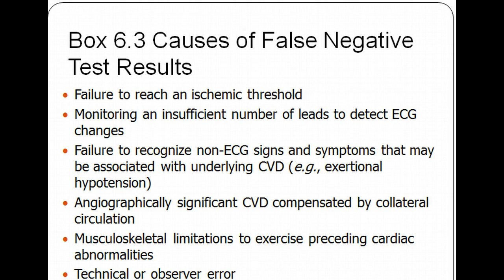The next bullet's kind of interesting, collateral circulation. So the person might actually have major heart disease and their vessel might be blocked, but they developed their own little network of vessels around that, so they're not getting the chest pain type of symptoms. Musculoskeletal limitations, these are people, say for example, you had to stop the exercise test because their knee or their ankle or their back was hurting. So you weren't able to get to an intensity high enough to elicit ischemia. And of course, there could be technician error, observer error, equipment error as well.